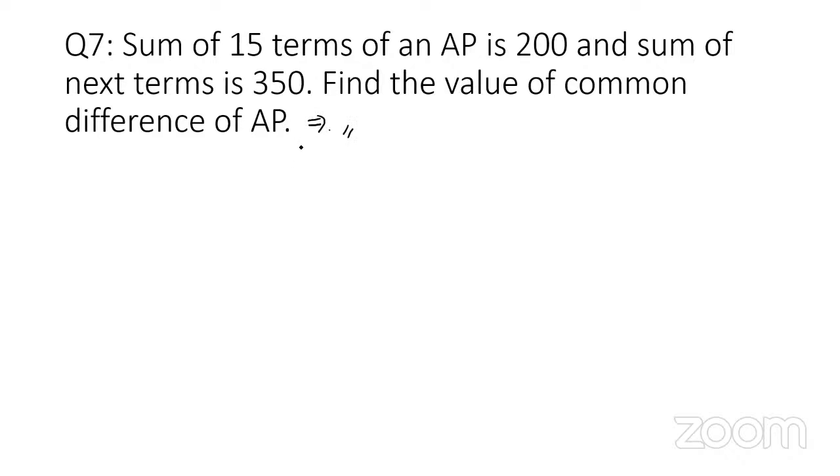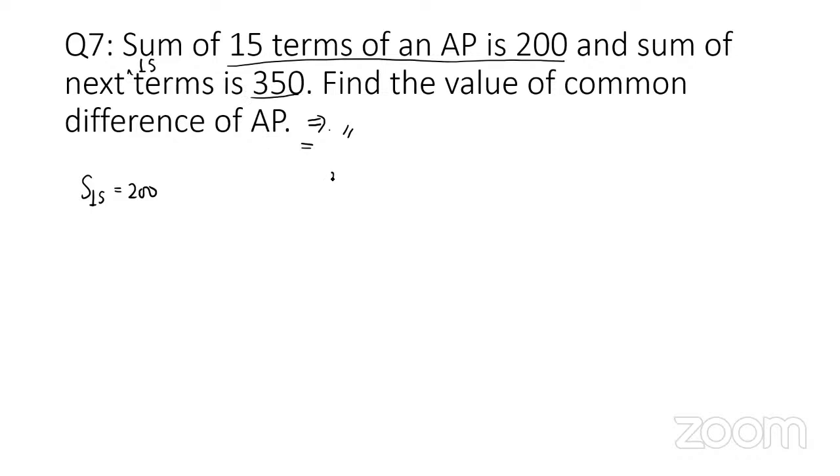Guys, you just had to understand the hidden lines in the question, and then the question could have been solved within seconds. How? We are given that the sum of the first 15 terms of an AP is 200, and the sum of the next 15 terms is 350.